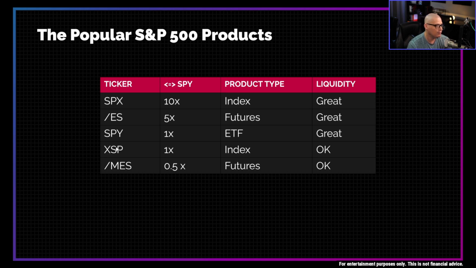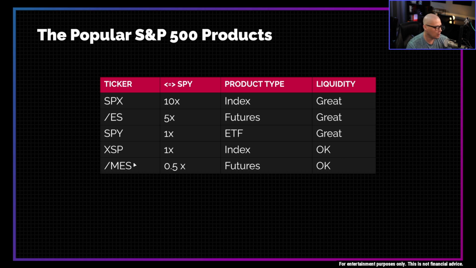So there is a very similar index product to SPY. It is XSP, which is essentially just like SPX, except instead of being 10 times the size of SPY, it's the same size as SPY. So it's just like trading SPY, except it is an index product, so there's no shares. If you get assigned, everything settles to cash, which is pretty fantastic if you don't want to be assigned shares. Now, liquidity, unfortunately, for XSP is okay. And when I say okay, I mean it's okay at best. It is not the greatest as far as liquidity.